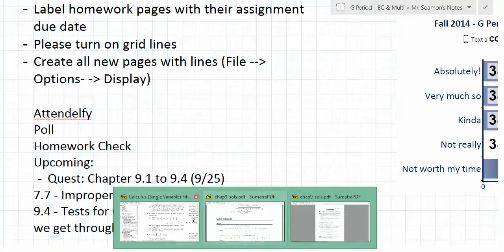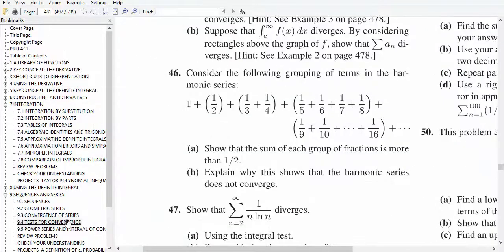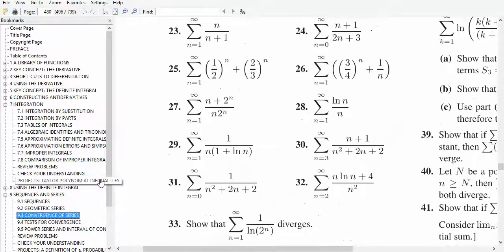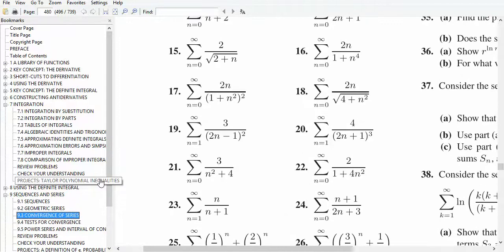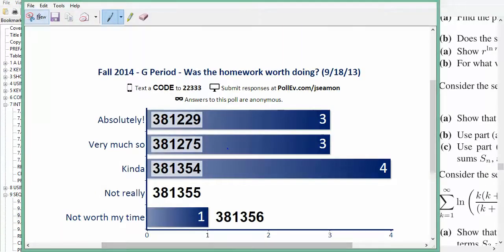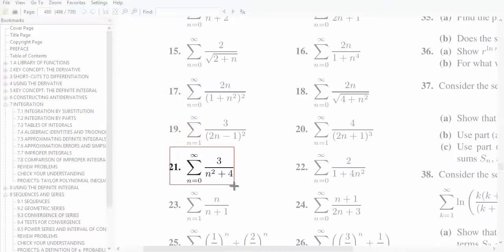21. What do we got here? Single variable. What are we at? 9 point something? 9 point what? 3? Is it that one right there? Yeah, I think we got to start with 21. This one right here? Unfortunately, we do.